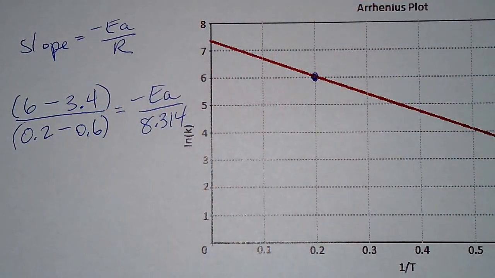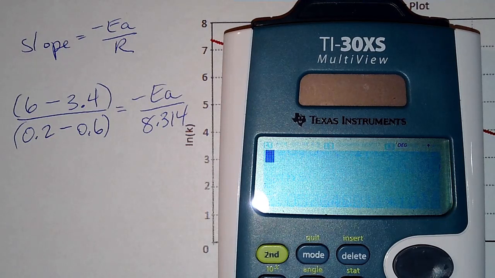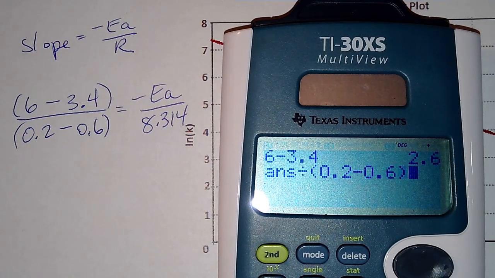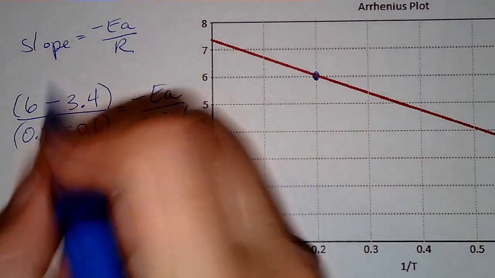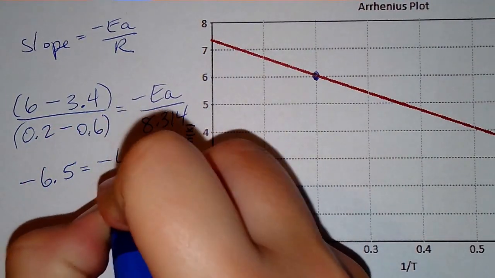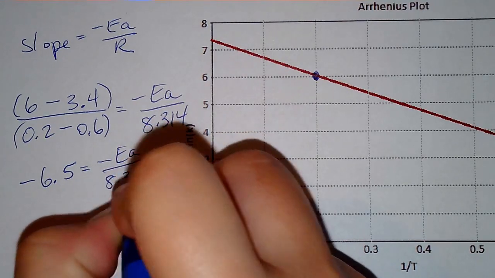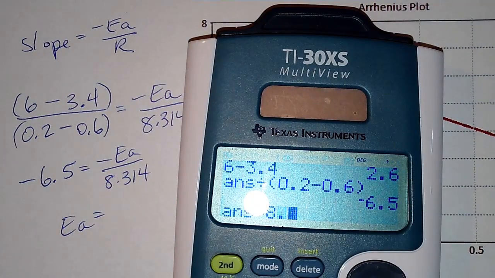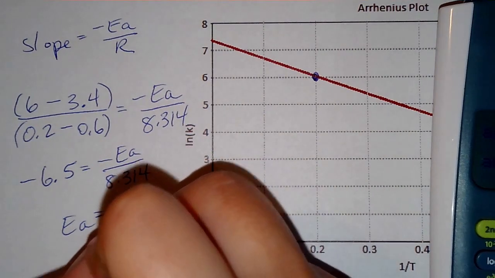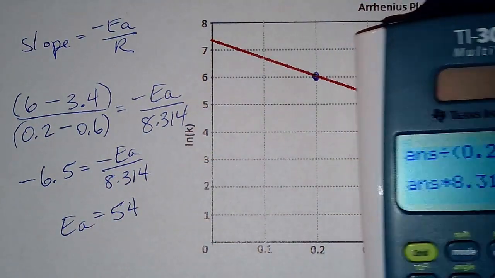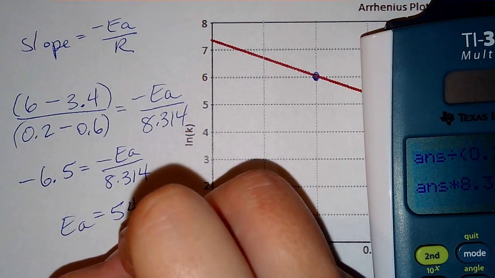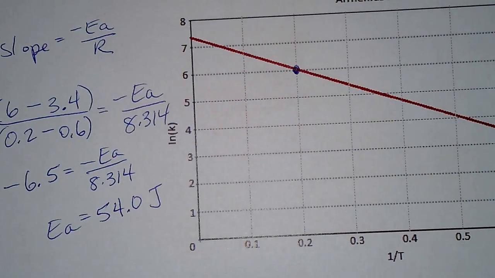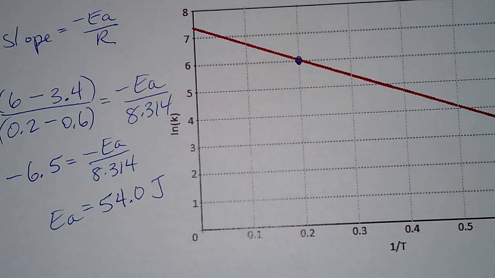So 6 minus 3.4 divided by 0.2 minus 0.6 gives us negative 6.5. Alright, and then we just have to multiply over. So activation energy times 8.314. Two negatives cancel out, so we have 54.0, and this would be joules. Alright, so that would be our activation energy.